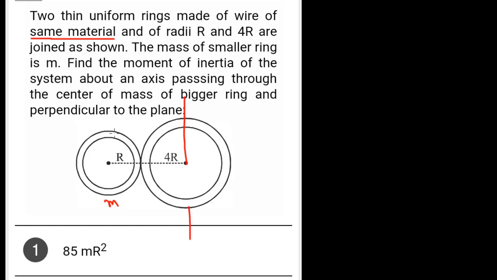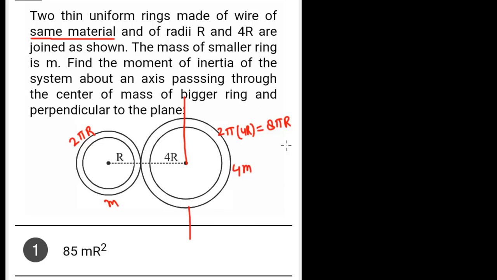The longer the length, the more the mass will be. So this is 2 pi r, and this is 2 pi into 4r, that is 8 pi r. So this length is 4 times this length, so its mass will be 4m. So we have got the mass of the bigger ring. Now we have to find the moment of inertia of this system about this axis.